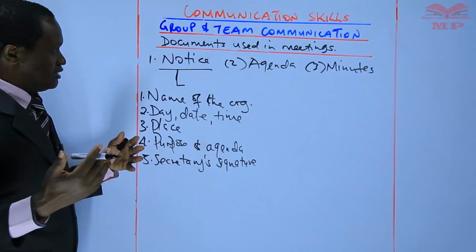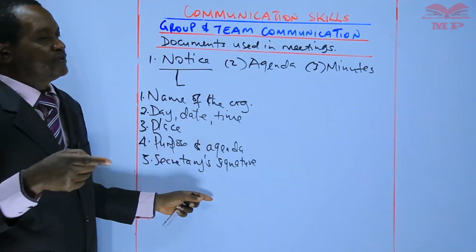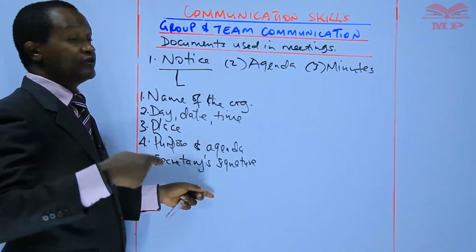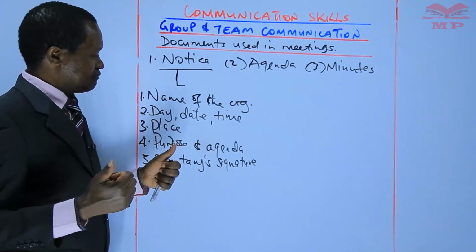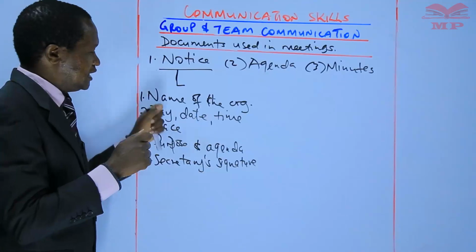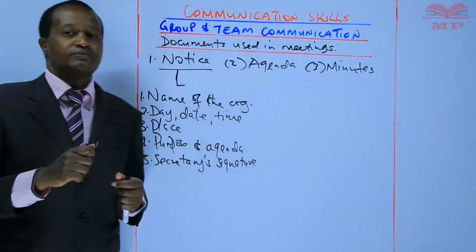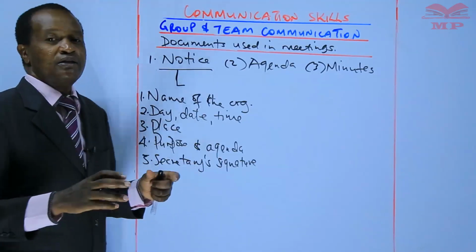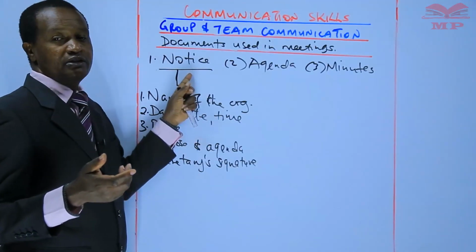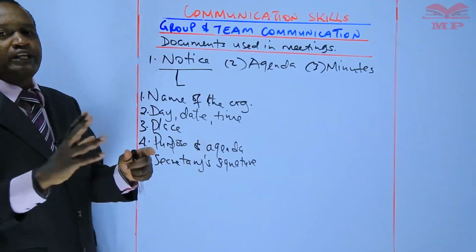And candidates, public companies and many registered organizations may be required to use a legal form of notice for the general body meetings. Legal form may include some of these items: the name of the organization, the day, date, time, the place of the meeting, the purpose and agenda of the meeting, and the secretary's signature. I've said if it's public companies, the law may require that when writing a notice, such a notice must be done using a legal form of notice for the meetings.